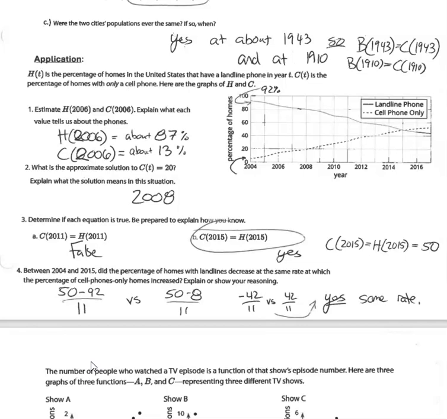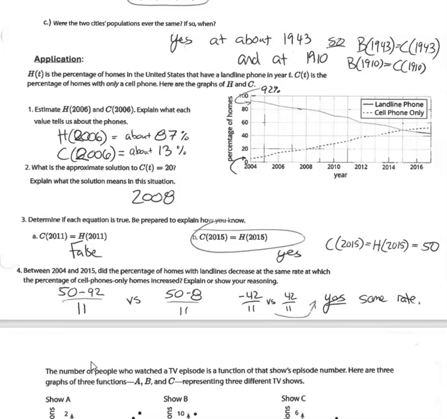So this first part is saying, what is H of 2006 and C of 2006? When I looked at this, I had to guess a little bit, but in 2006 it seemed like home phone use was about 87% and cell phone was about 13%. And what was the approximate solution to C of t equals 20? That's basically asking, when did cell phone use hit about 20%? You could look at the output where 20% is and cruise over, and you see that's about 2008. So we could technically write C of 2008 equals 20 if you wanted to use function notation.